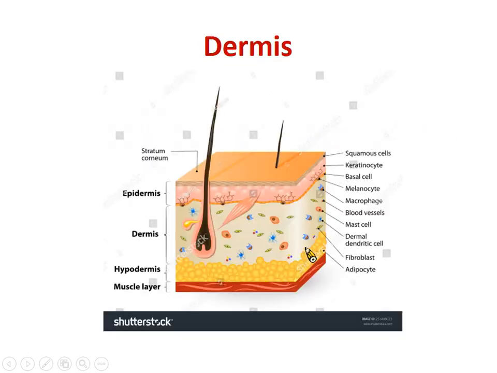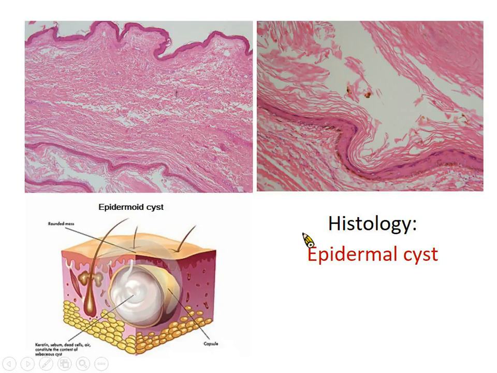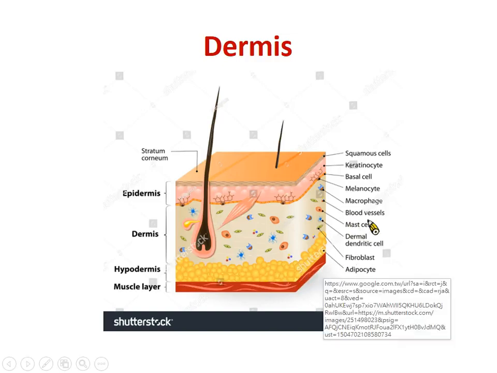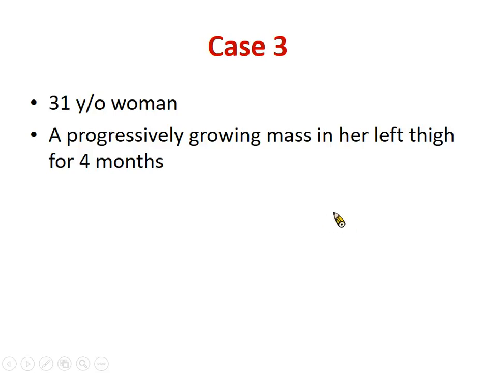So although epidermoid cyst could come from dermis because it is also termed sebaceous cyst. Okay, how about the dermis? Dermis we do have consists of vessels, nerve, and some fibroblasts and some other cells. So let's look at the case 3.